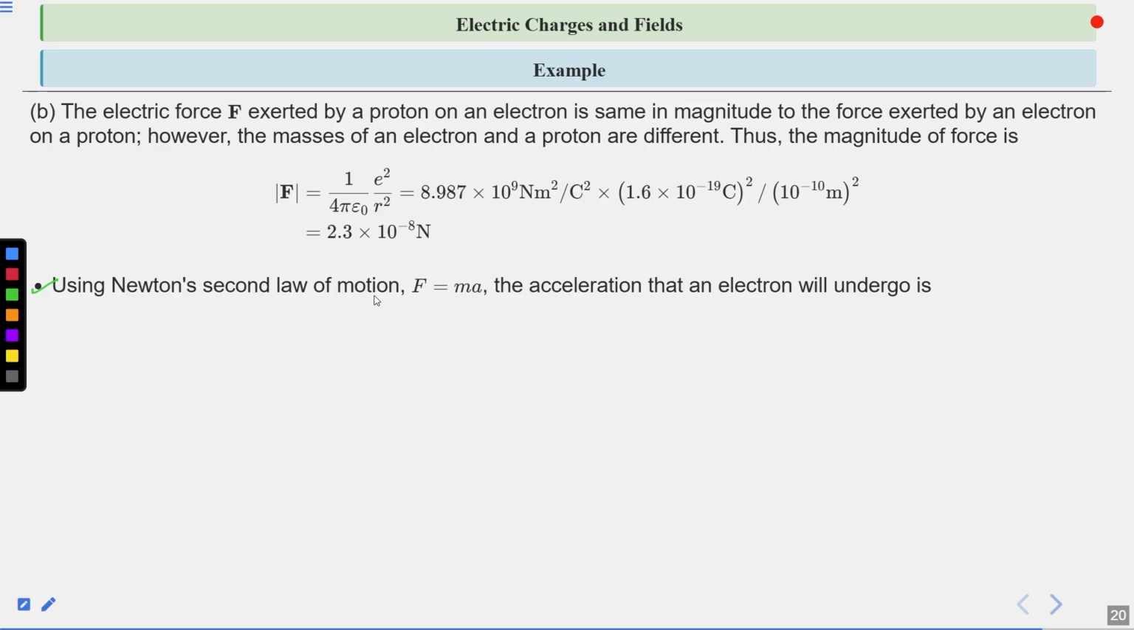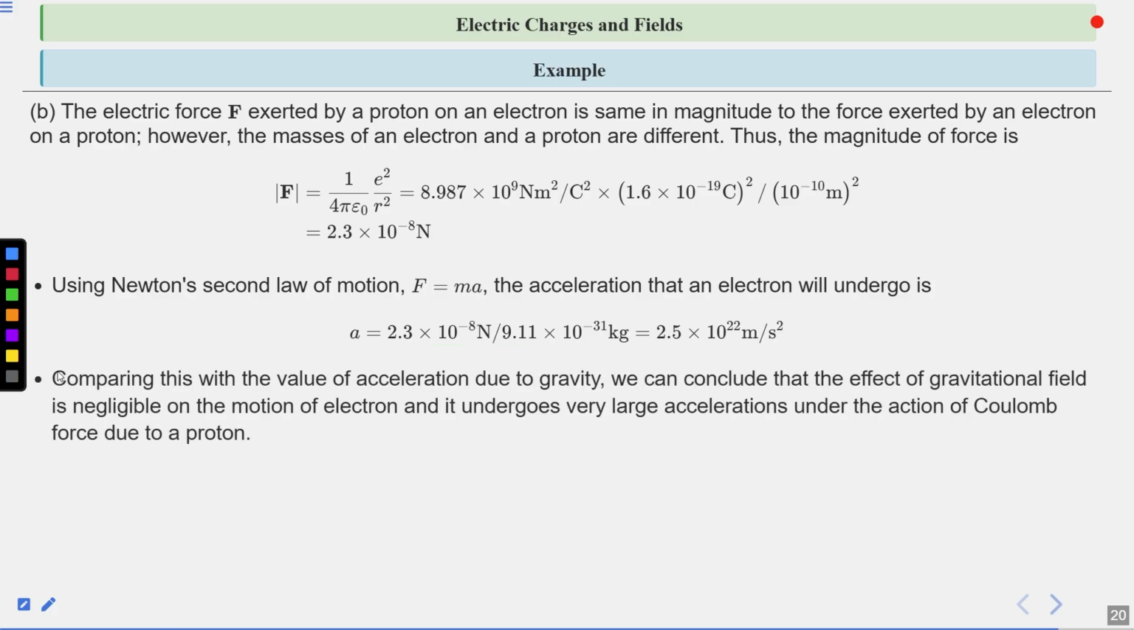Using Newton's second law of motion, F is equal to ma, the acceleration that an electron will undergo is a equal to 2.3 into 10 raised to the power minus 8 Newton divided by 9.11 into 10 raised to the power minus 31 kg, which is equal to 2.5 into 10 raised to the power 22 meter per second square. Comparing this with the value of acceleration due to gravity, we can conclude that the effect of gravitational field is negligible on the motion of the electron, and it undergoes very large accelerations under the action of Coulomb's force due to a proton.